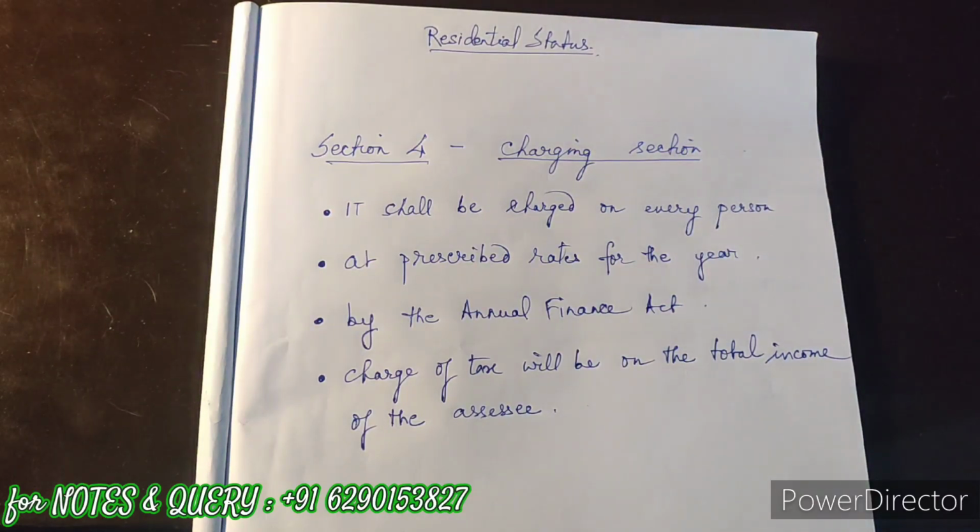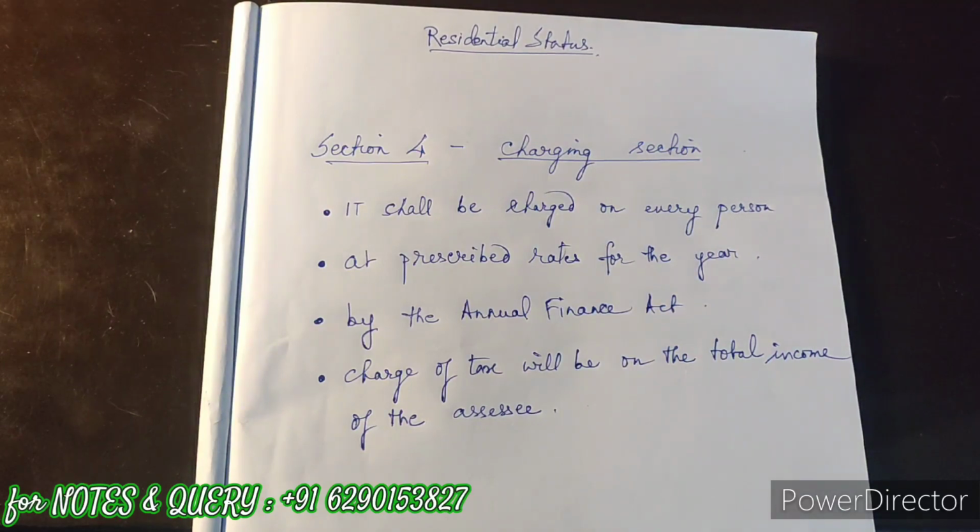As you can see, section 4: IT shall be charged on every person at prescribed rates for the year by the Annual Finance Act. Charge of tax will be on the total income of the assessee. Assessee, as you already know, is the person who is being taxed. So section 4 is actually the charging section.